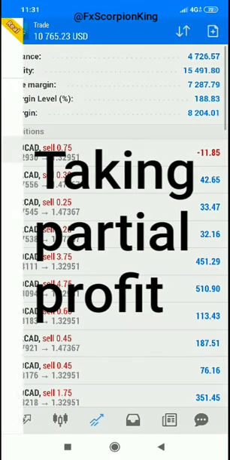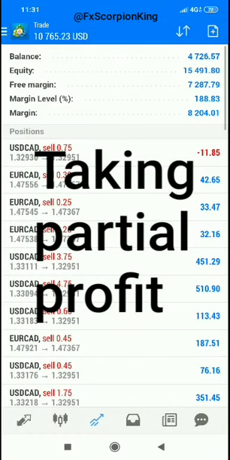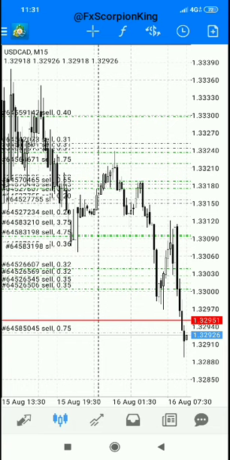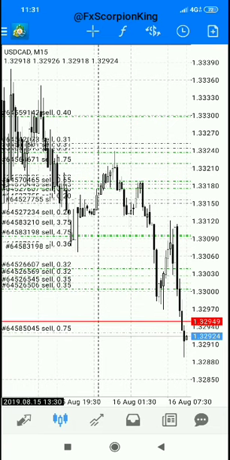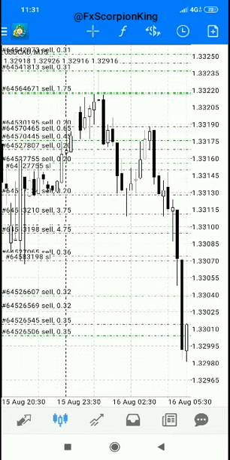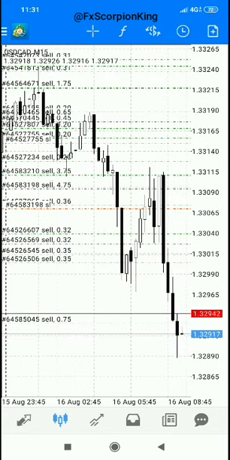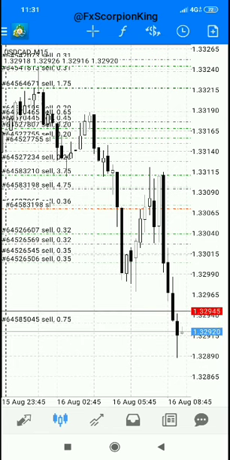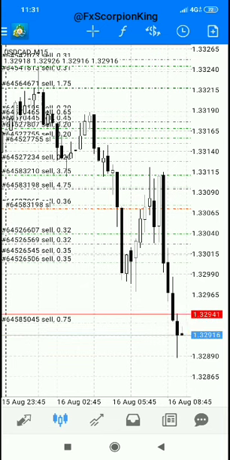Now we'll be dealing with taking partial profit. Taking partial profit is when you remove a certain position or certain lot size or a portion of a running trade. It can be in loss or in profit. So it will depend whether it's in loss or profit, and you'll have your reasons for taking that partial profit or partial loss if the trade is running in a loss.